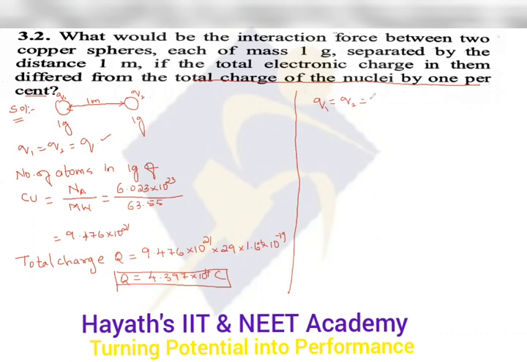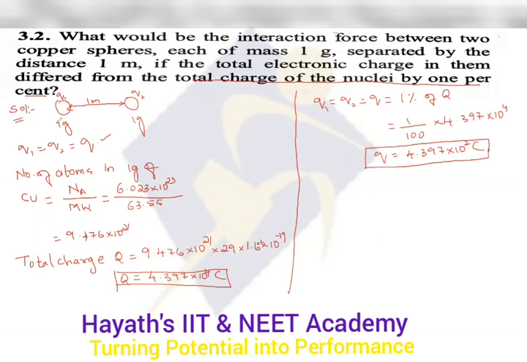Now q1 equals q2 equals q equals the 1% of capital Q. So 1% of capital Q means we have to take 1 by 100 into the total charge, that is 4.397 into 10 power 4. As you know, 100 can be written as 10 square, and if I send the 10 square to the numerator, it will become 10 power minus 2, and as a result the actual charge will be 4.397 into 10 power 2 coulombs. So this is the total charge on an individual copper sphere. Are you able to understand? Now we need to find out the force of attraction here.